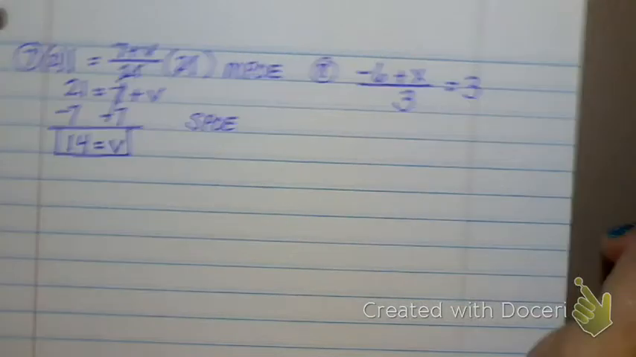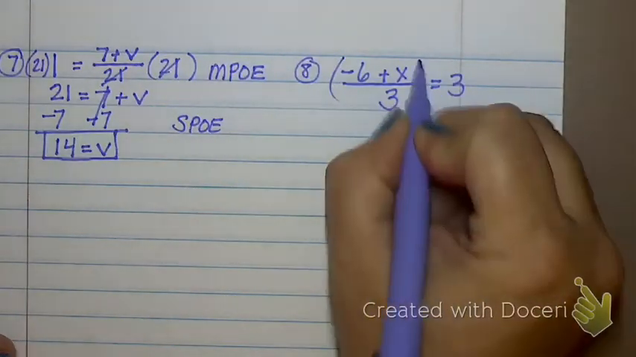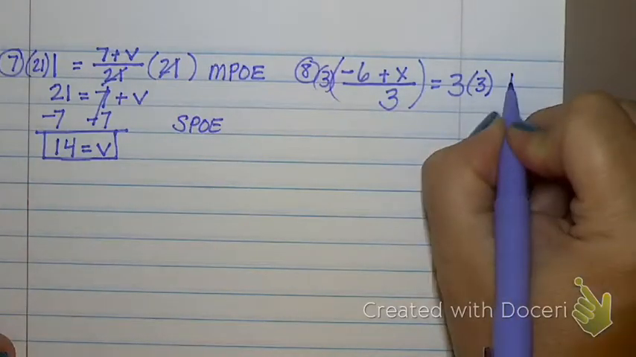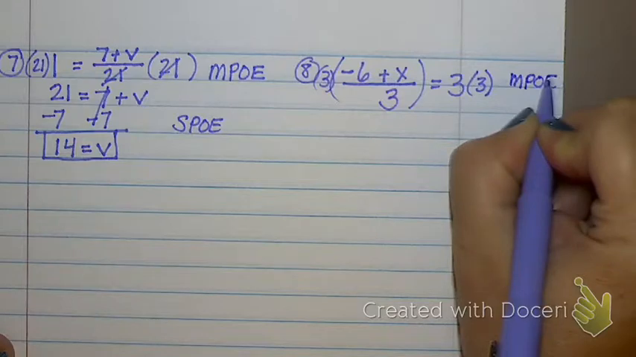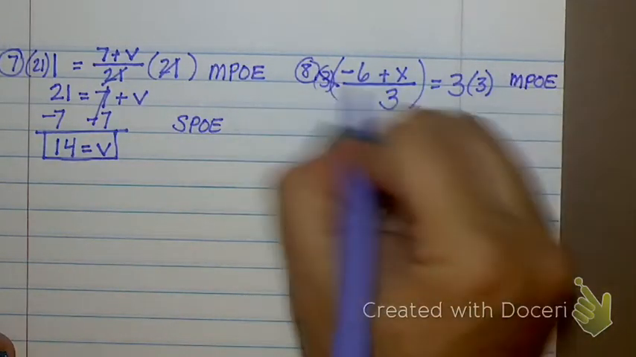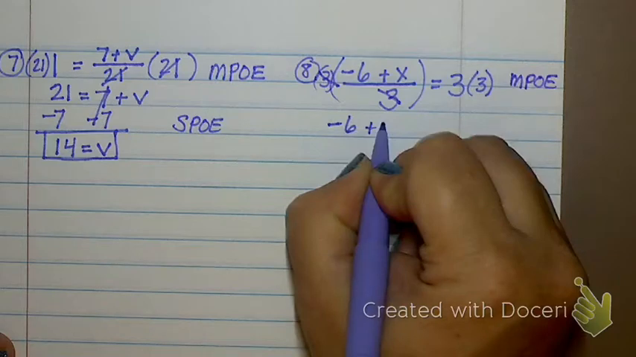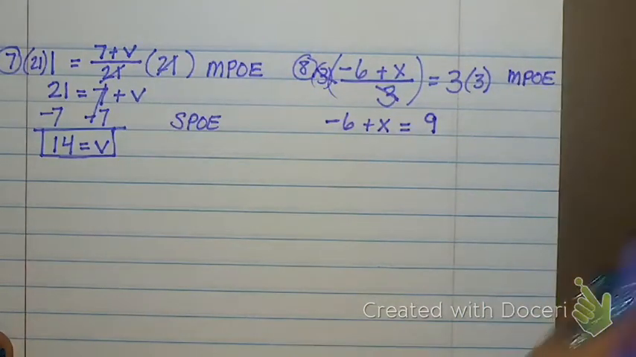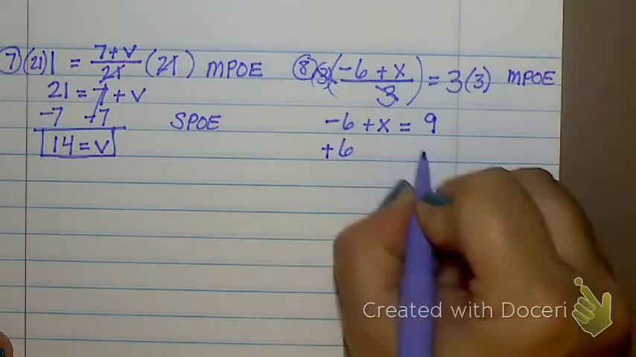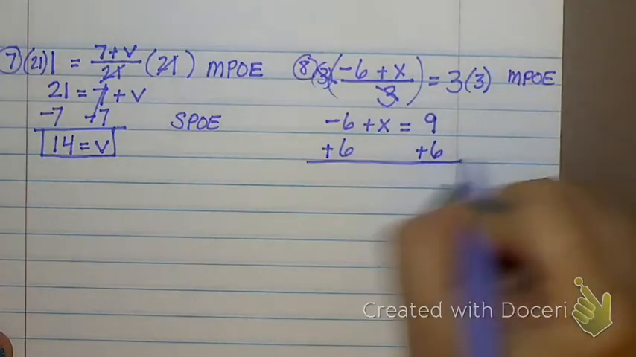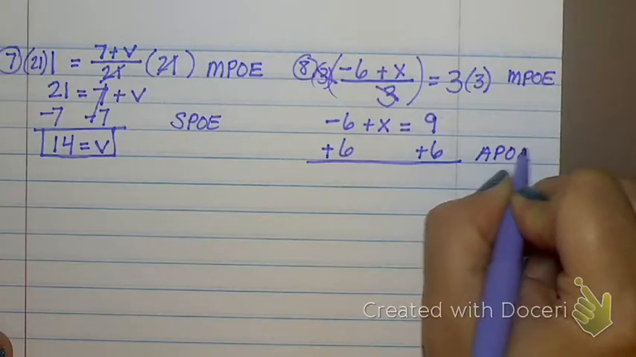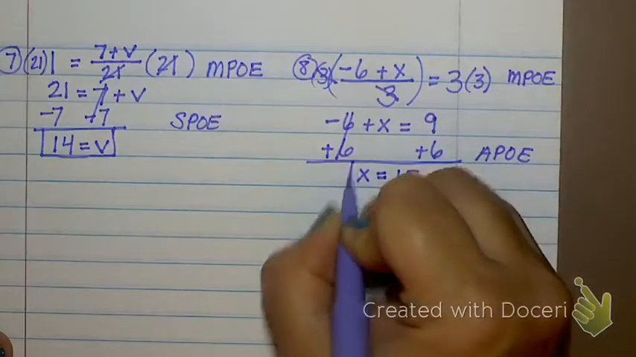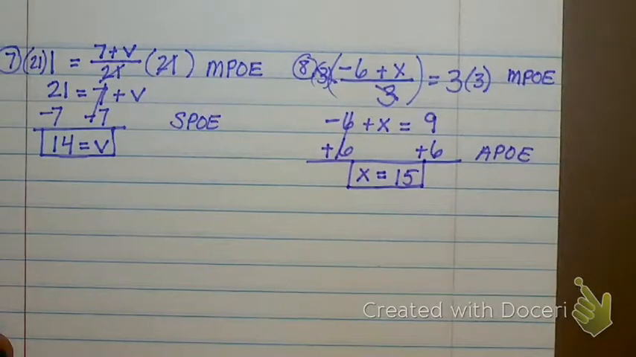What do I do first? Multiply both sides by 3, right? What property is that? Multiplication property of equality. 3's cancel, leaving me with negative 6 plus x equals what? 9. 3 times 3 is 9. Now what? Add 6. What property is that? Okay, so I have x equals what? 15. All right, we ready for the last 2?